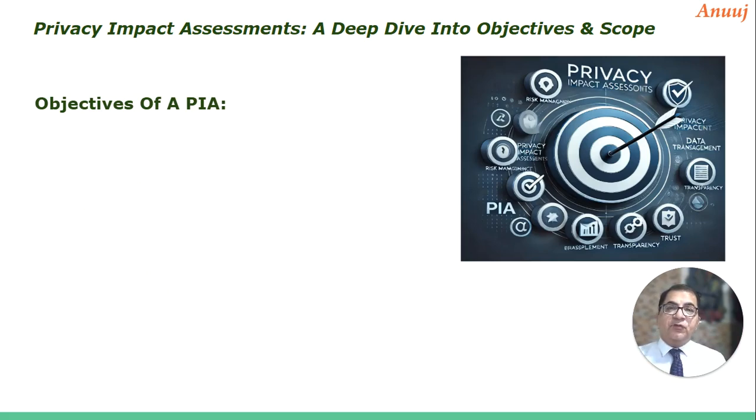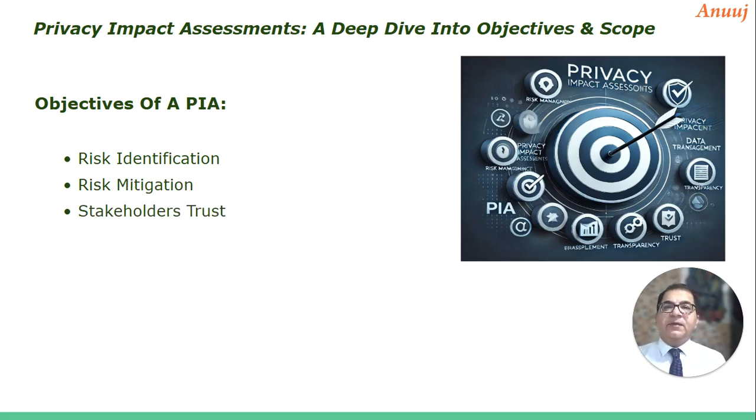What are the objectives of doing a privacy impact assessment? Key objective, as we have been talking again and again: identify the risks, mitigate the risks. Just see how you can minimize the chance of a breach and how you can minimize the impact of a breach. Get stakeholders' trust.